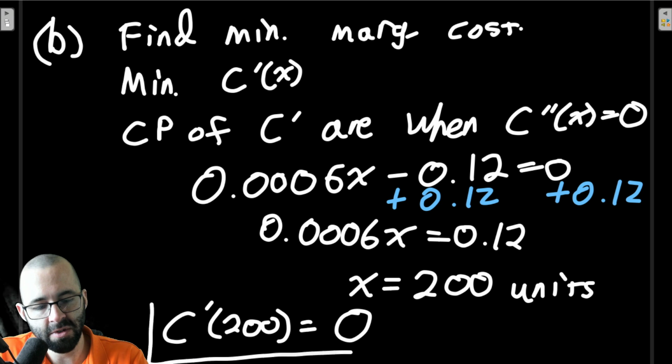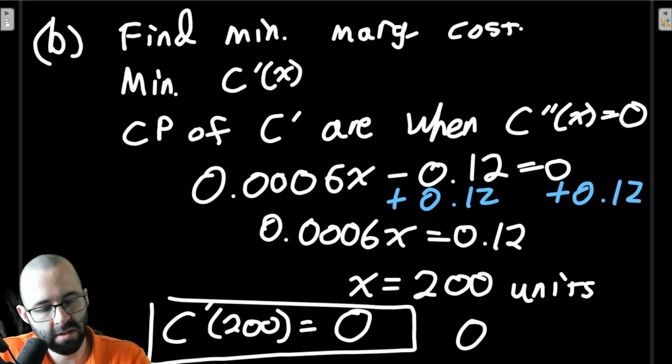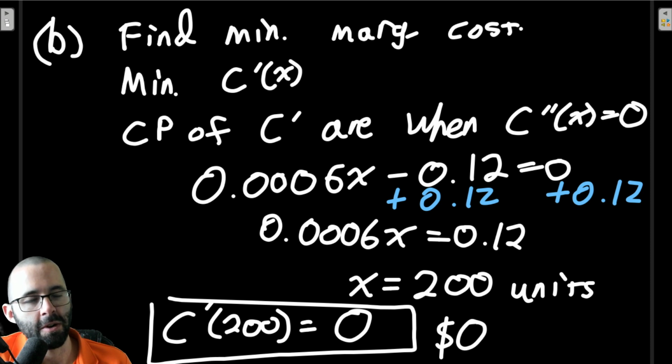So that's our minimum marginal cost, $0, when producing 200 units. So we should probably produce at least 200 units. Probably more than 200 units, but we'll talk about that in another video.